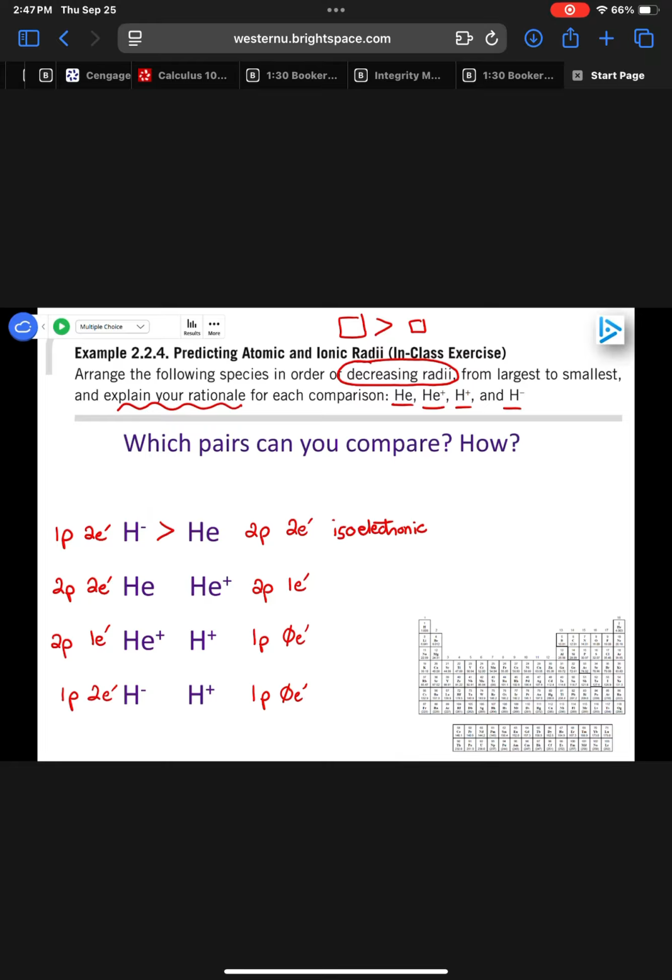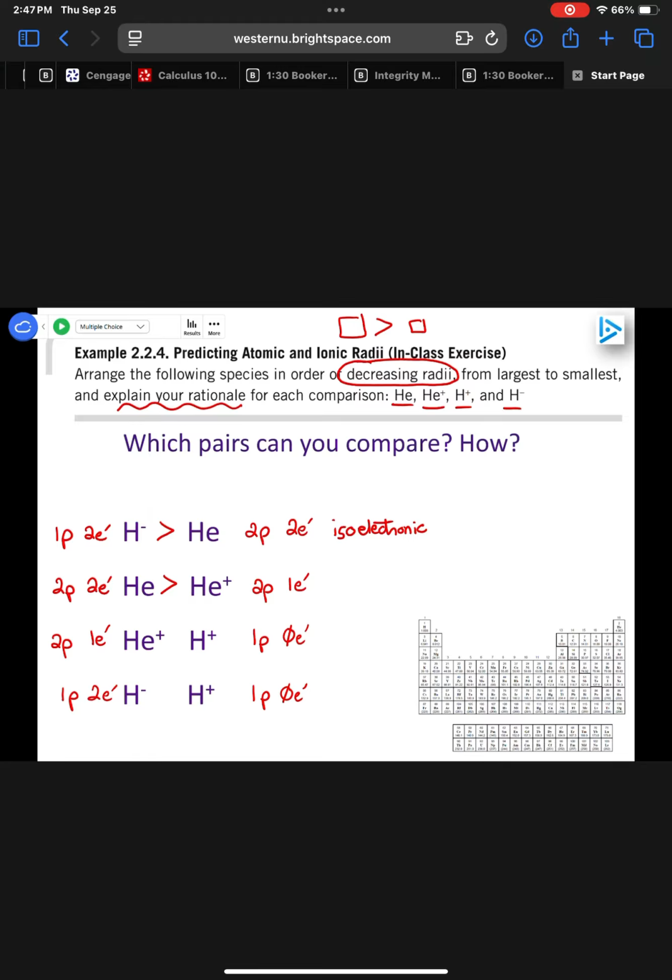Helium to helium plus, they're the same atom. They have the same number of protons, but the number of electrons is different. If we're comparing the same species, but the charge is different, then the cation is always smaller than the neutral element because of that proton to electron ratio. Well done. Okay, He plus to H plus.